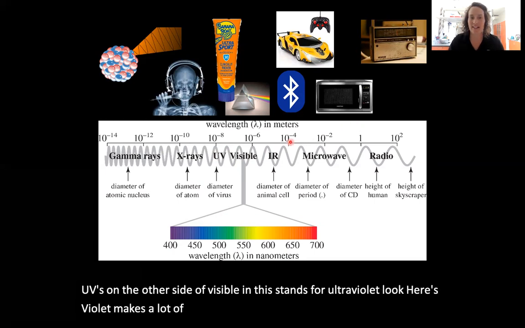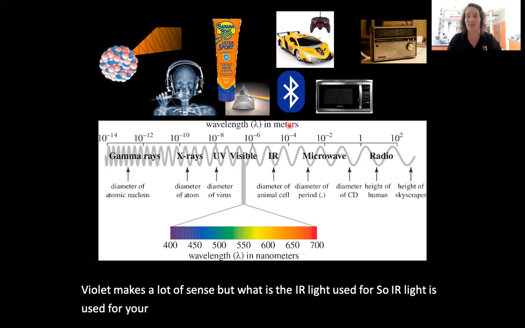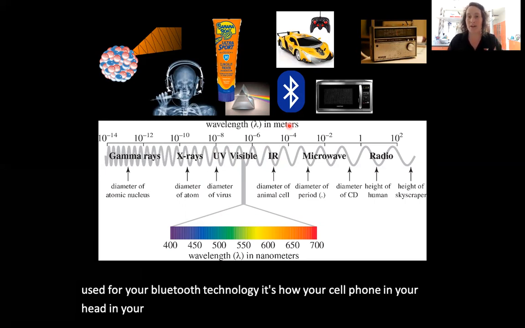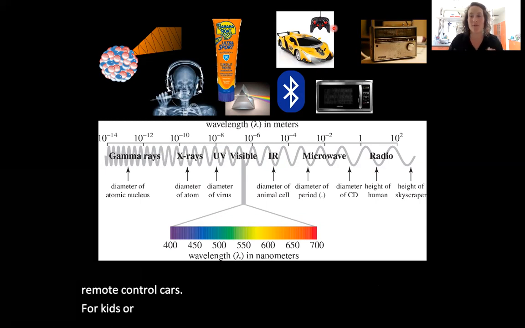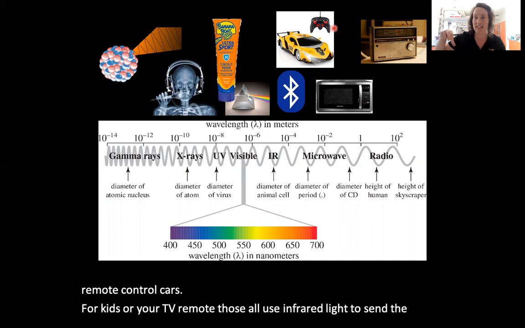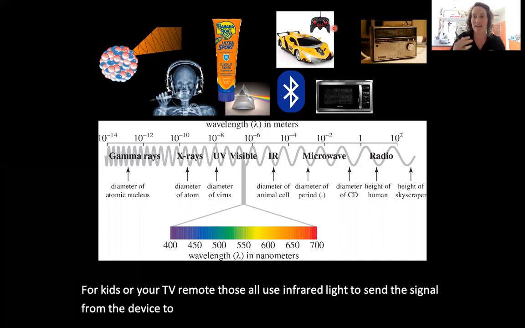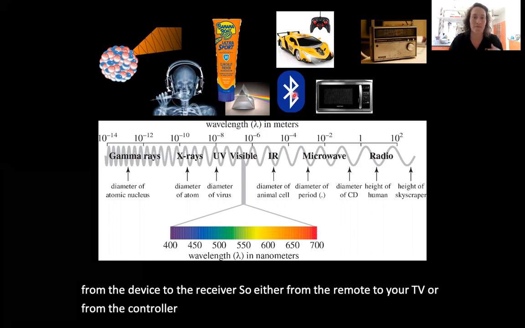But what is the IR light used for? So IR light is used for your Bluetooth technology. It's how your cell phone and your headphones communicate to one another. Remotes, remote control cars for kids, or your TV remote, those all use infrared light to send the signal from the device to the receiver. So either from the remote to your TV or from the controller to the car.